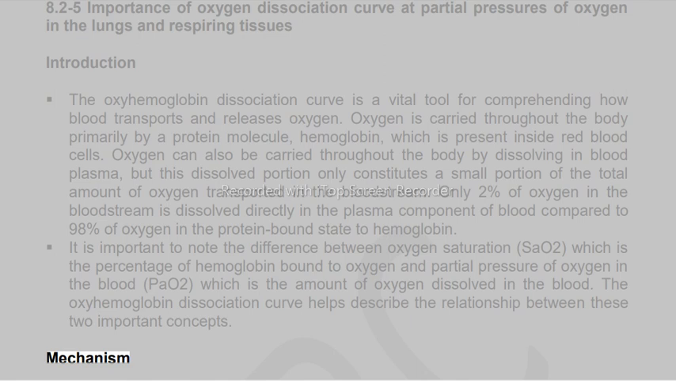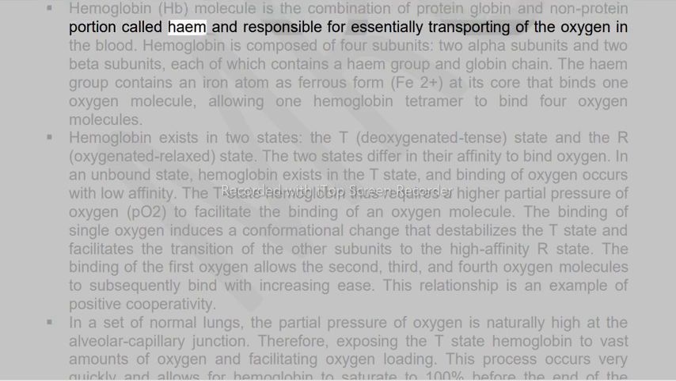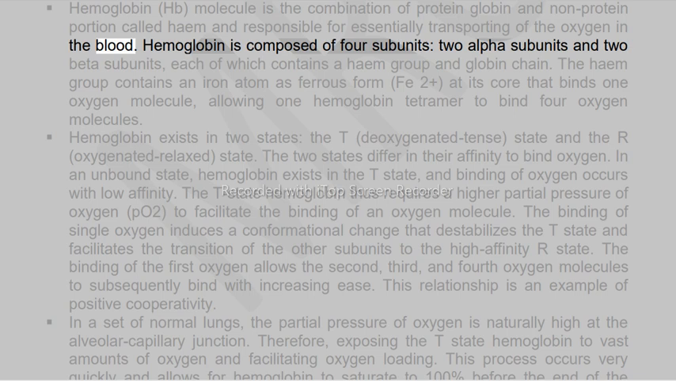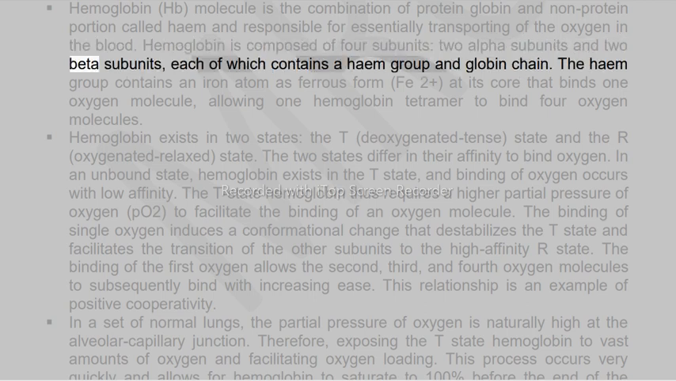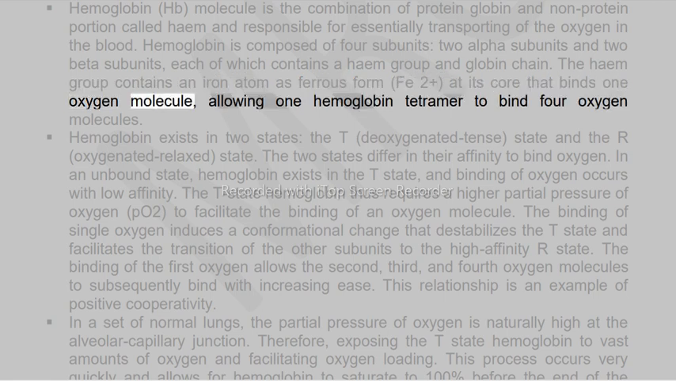Mechanism. The hemoglobin, Hb, molecule is the combination of protein globin and a non-protein portion called heme, and is responsible for transporting oxygen in the blood. Hemoglobin is composed of 4 subunits, 2 alpha subunits and 2 beta subunits, each of which contains a heme group and globin chain. The heme group contains an iron atom in the ferrous form, Fe2+, at its core that binds one oxygen molecule, allowing one hemoglobin tetramer to bind 4 oxygen molecules.